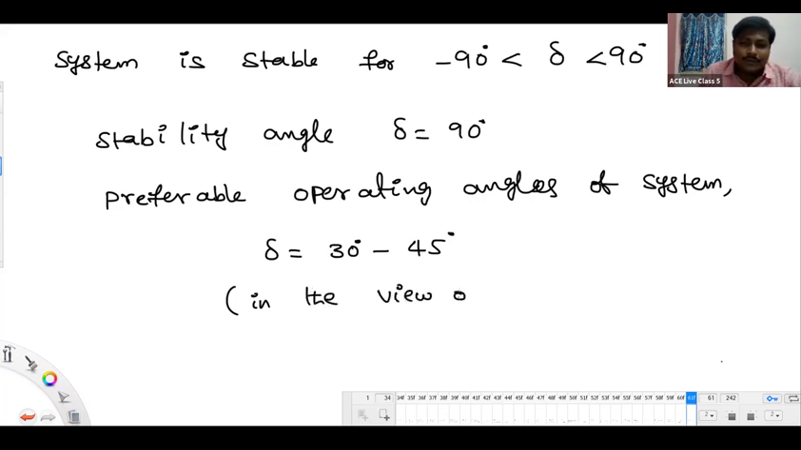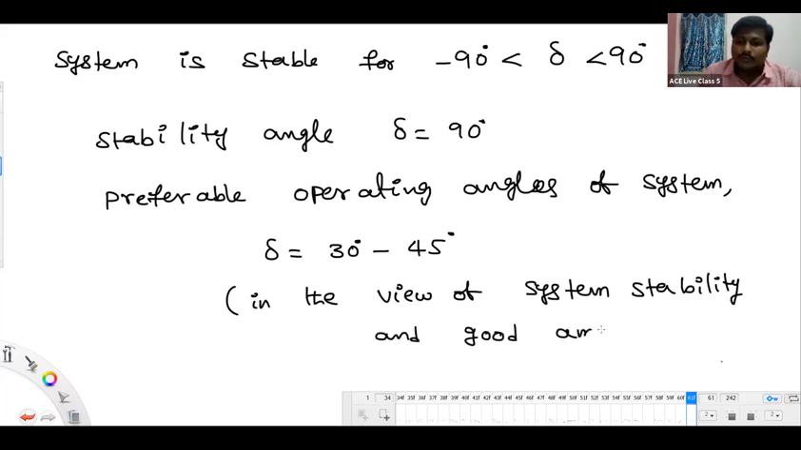and good amount of power flow, as well as good amount of power flow.